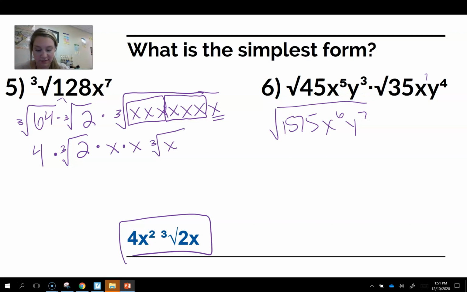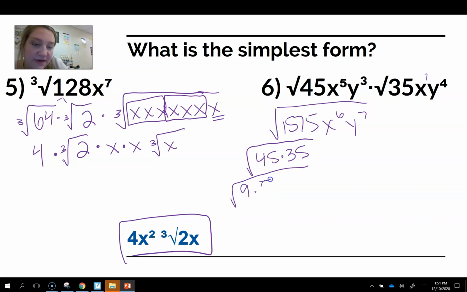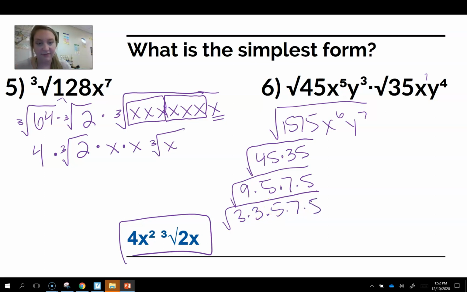All right, these are all square roots. So let me see if there's a square root of 1575. There's not. I have a decimal, so that's not going to work for me. So let's try to split it up. I can split it up with what I started off with, 45 times 35, right? And then I can split up 45 to be what? 9 times 5, and 35 can be 7 times 5. I can split 9 up again to be 3 times 3 times 5 times 7 times 5.